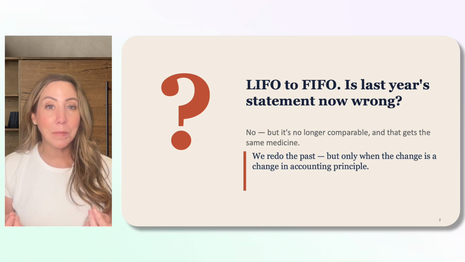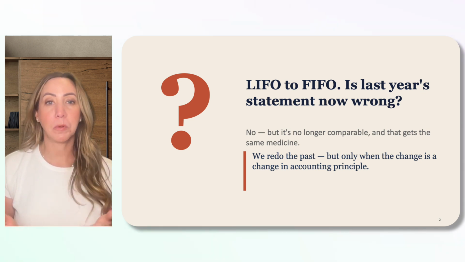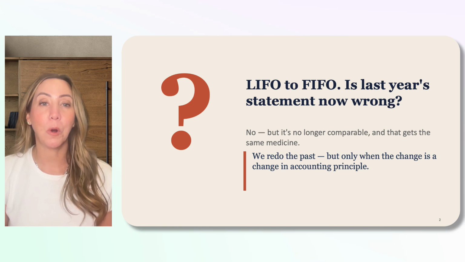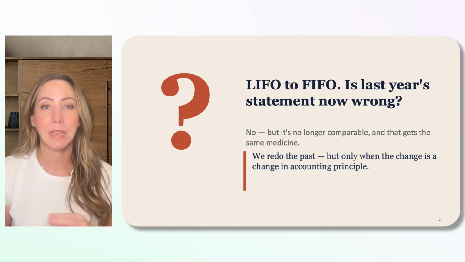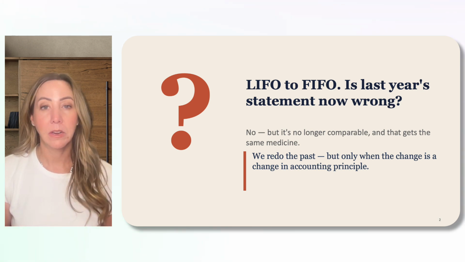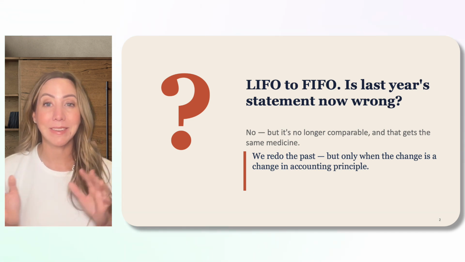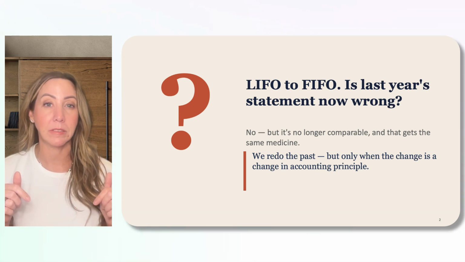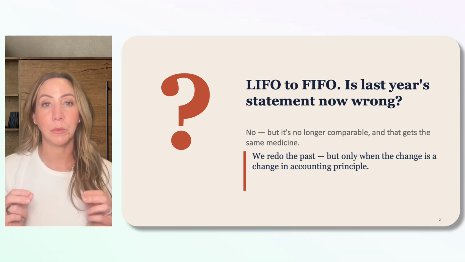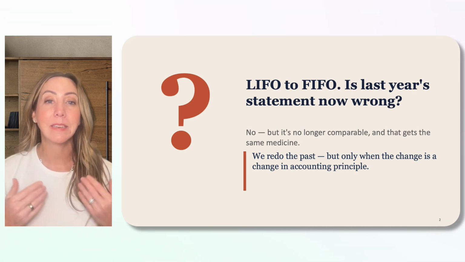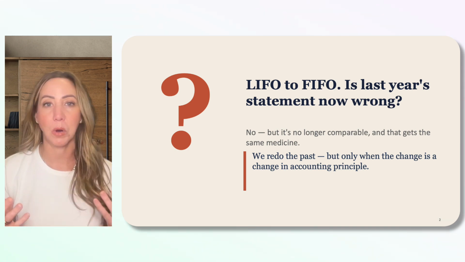Were last year's statements wrong? No. LIFO was perfectly acceptable when they were issued. But wrong and no longer comparable get the same medicine. We redo the past. Redoing the past sounds more complicated than it really is, though, because if you think about it, the entire past is just sitting in retained earnings. Any changes we need to make to revenue and expense that were recognized in the past can simply be made to retained earnings. Problem solved.